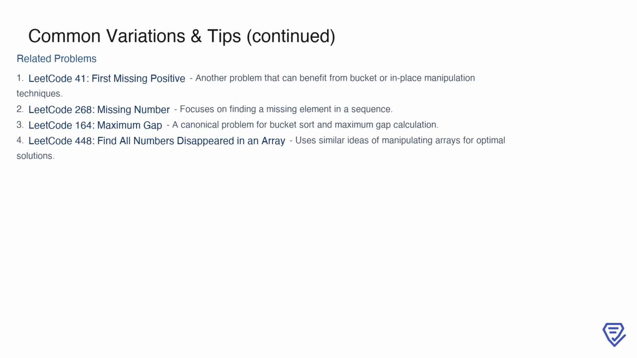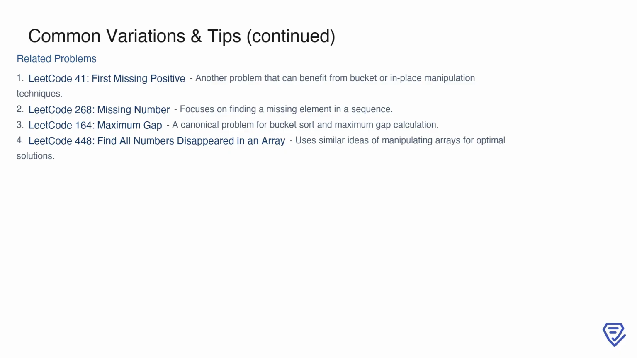scenarios. The techniques used in maximum gap are closely related to a number of other problems on LeetCode. For example, in LeetCode 41, first missing positive, you can use bucket-based or in-place manipulation techniques to find the smallest missing positive integer. Similarly, in LeetCode 268, missing number, the focus is on identifying a single missing element in a sequence, which also ties into gap-related logic. The maximum gap problem itself is a canonical example for applying bucket sort in calculating maximum differences, so a deep understanding here can enhance your ability to solve similar challenges.